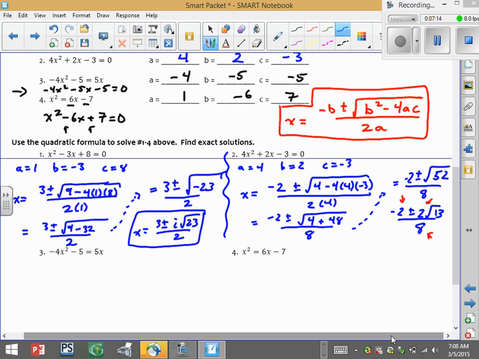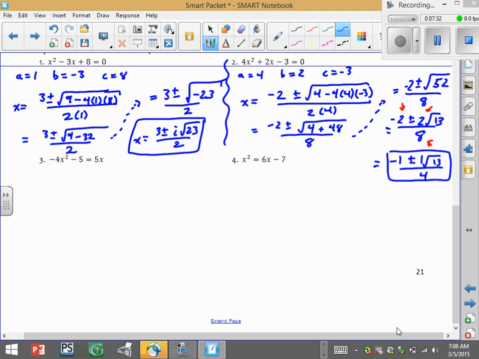So in other words, there's one more step that we can do. Negative 2 divided by 2 is negative 1. We'd have a 1 root 13, and then 8 divided by 2 is 4. So there's my final answer right there for number 2.